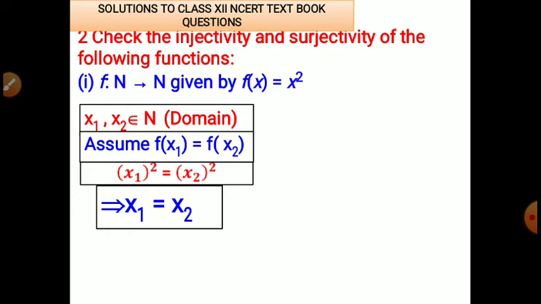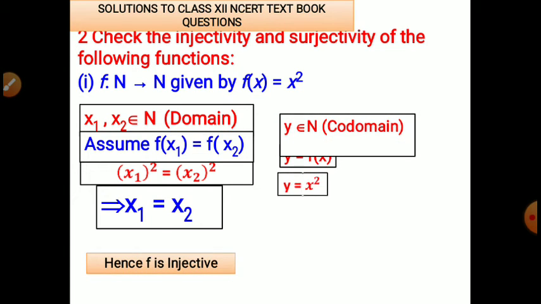Why? Because for natural numbers, if the squares of any two numbers are equal, then compulsorily the numbers should be equal. Instead of natural numbers, if any integer or negative number is present in the place of x1 and x2, then we will not get this. We will have such type of problem in the coming part, and therefore it is injective.